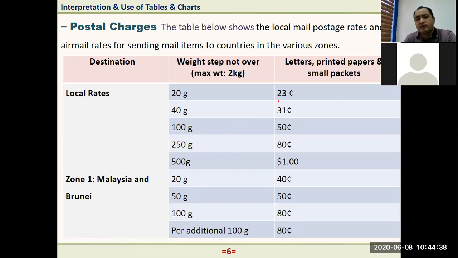They also show you a table. Now we can see a different table there, okay? If you have some experience, you will be able to understand the table. Anyway, another one is the table below, which shows the local mail postage rates and air mail rates for sending mail items to countries in the various zones. That is also one in Singapore. We know that Singapore is a country, but at the same time, it's just a city, right?